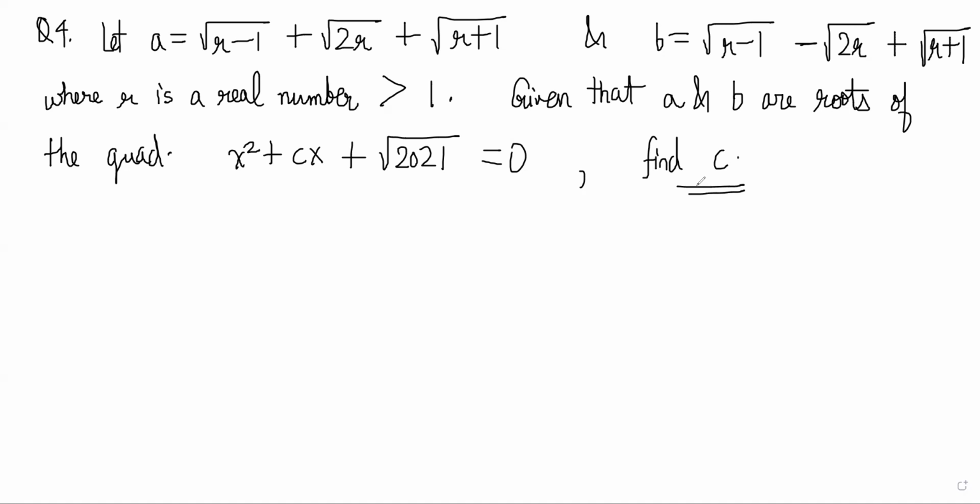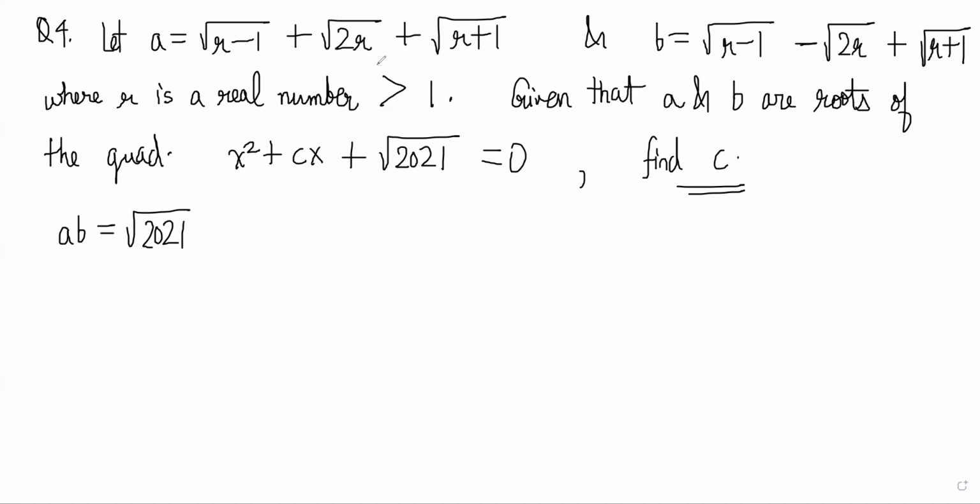So A and B are the roots of the quadratic that is given, and A and B look very weird with radicals galore. So now what do we do here? Given that A and B are roots of the quadratic, obviously the first thing is to check Vieta's relation. So let's say that AB, the product of the roots, is going to be root over 2021. So let's find the product of the roots here.